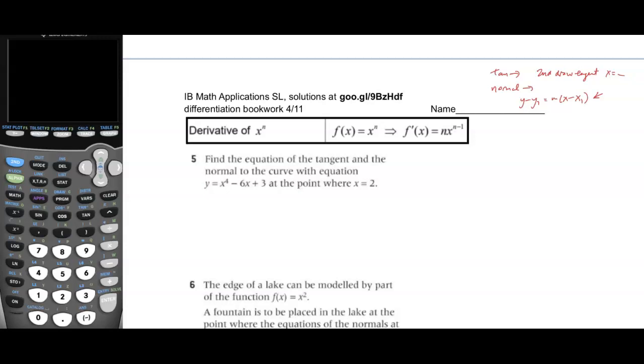One is in y1, you are going to put your function, your curve, okay? And then you're going to do second calc dy dx, and you're going to find the gradient, okay? Then you're going to take that gradient and you're going to make it into a perpendicular slope, okay? And that is going to be what you put into your slope.